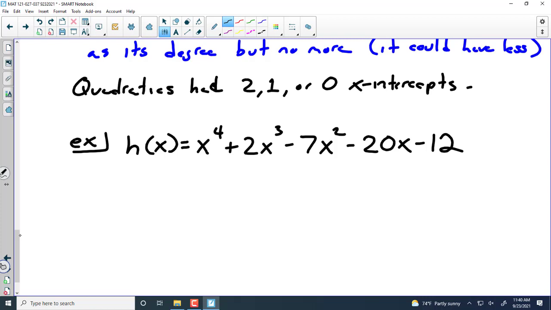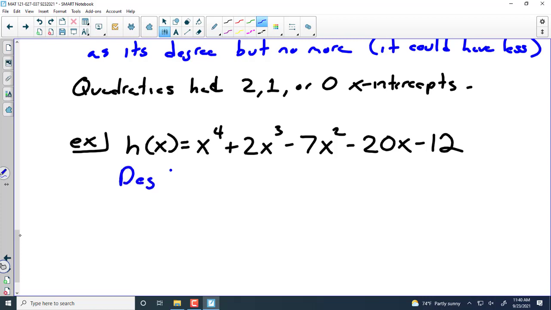We don't know how many it has, but you can answer this question. What is the maximum possible number of x-intercepts this one could have? 4. But if I say how many does it have? I don't know. I really don't know. I just made up this equation. I don't know. But I can say this.